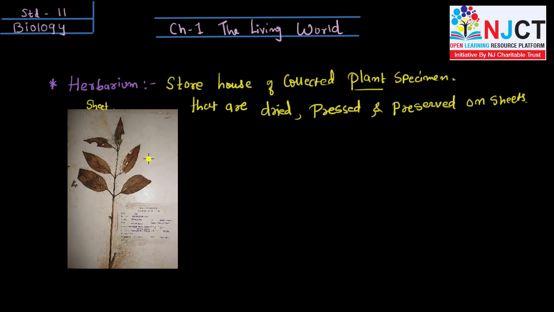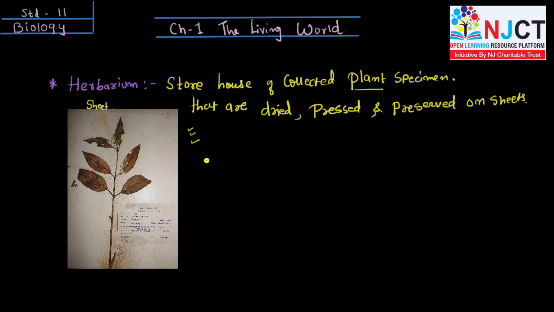Okay, so this is the whole definition of a herbarium, that this is a storehouse of collected plants. Yes, this is only one plant specimen. There are many. Okay, that are dried. It is in a very dry form. Pressed. Yes, it is pressed, and preserved. You can say it is preserved in a very well mannered way. It is preserved on sheet. Yes, on a herbarium sheet. So this is one herbarium sheet, and there are multiple sheets like this, and that whole house of this collected plant specimen is called herbarium.